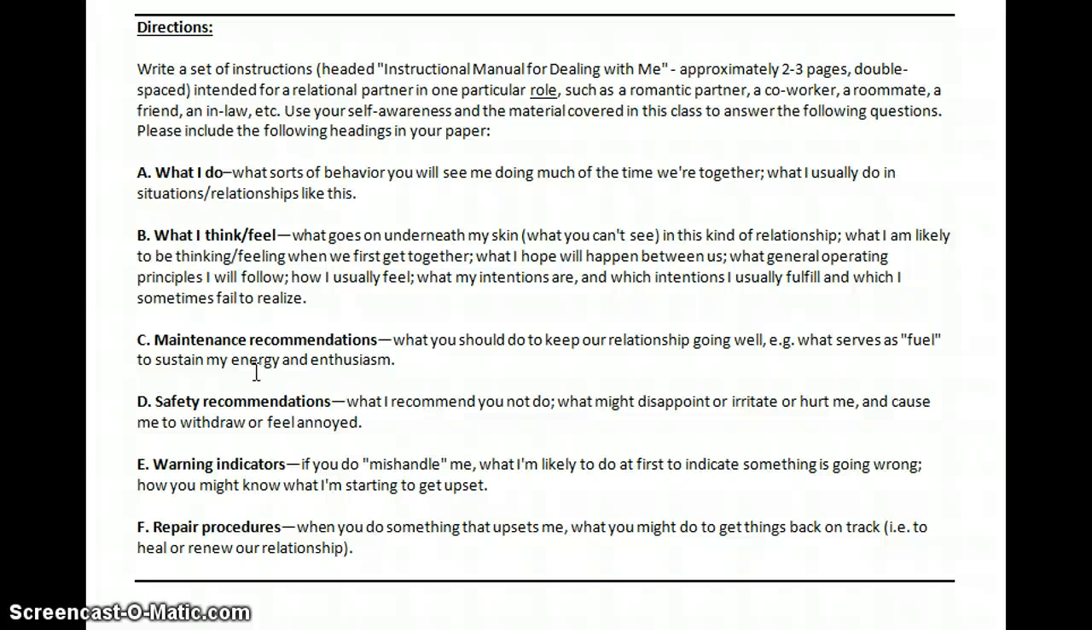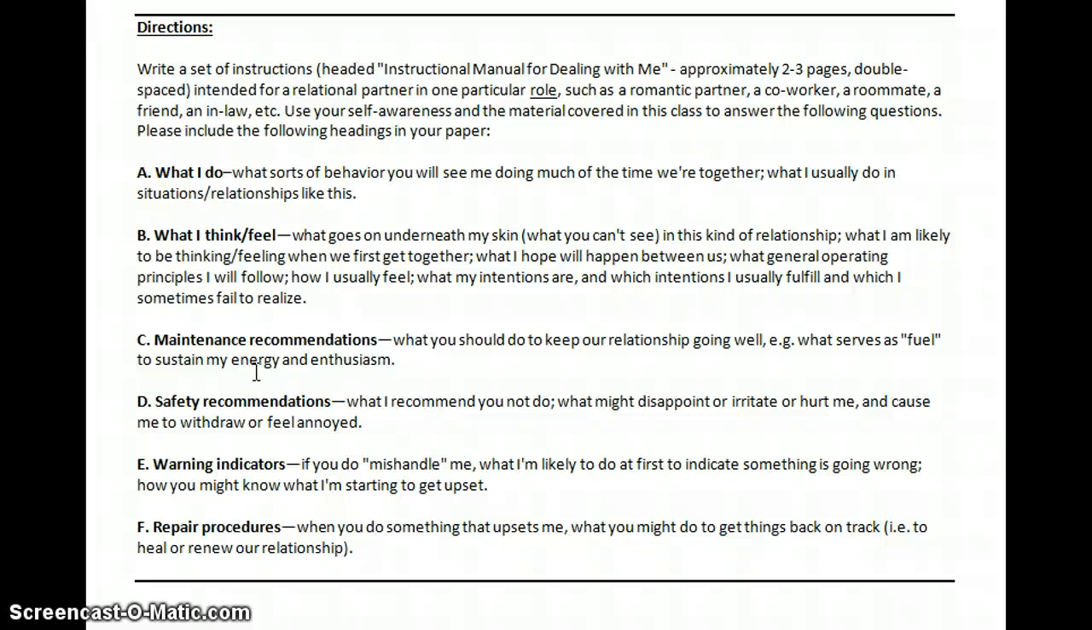The fifth section is warning indicators. If you do things that will disappoint, irritate, or hurt me, or cause me to withdraw or feel annoyed, what are some of the signals that you're going to see from me to show you that something is going wrong? This is the proverbial blinking red light when something has malfunctioned. So what are my blinking red lights? What will you see? What will you hear? How will you know that I'm starting to get upset?